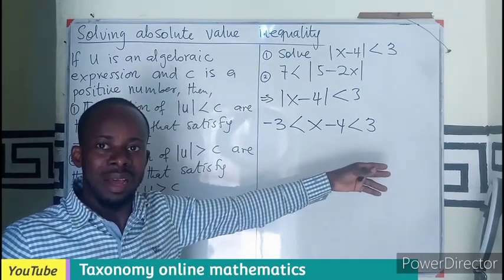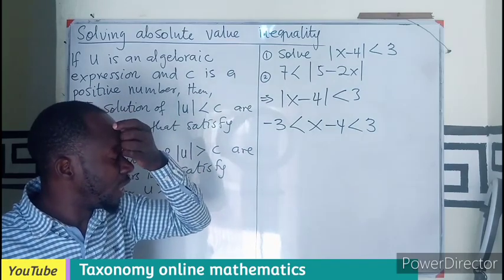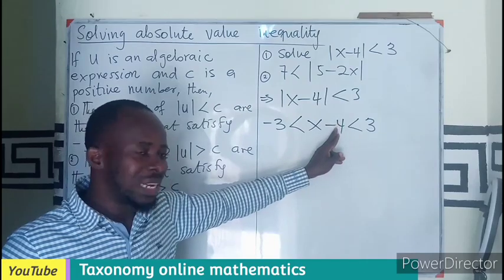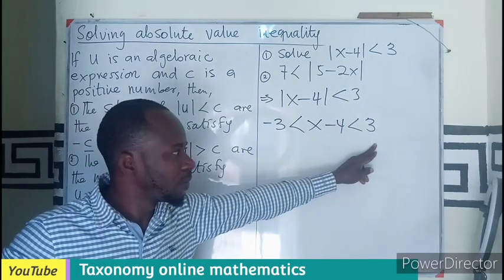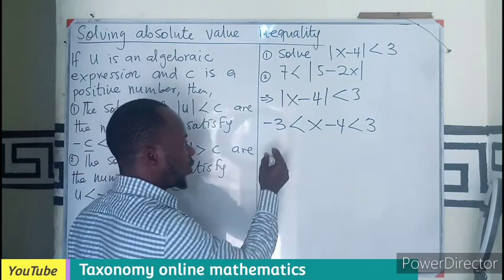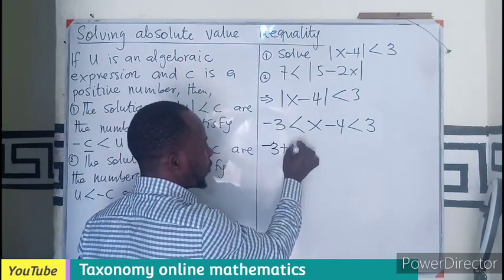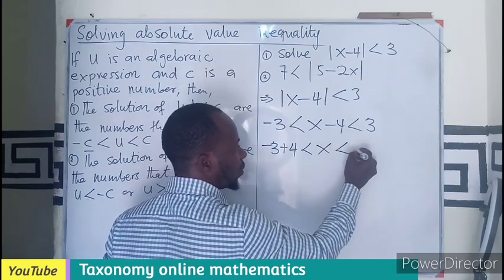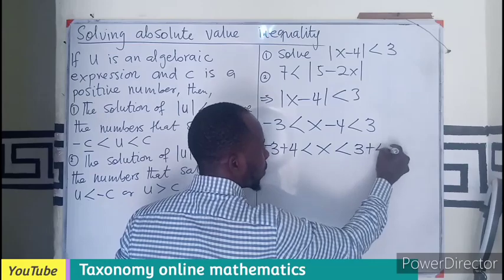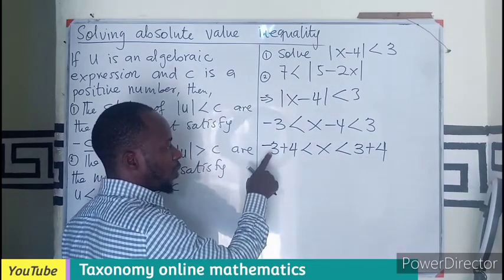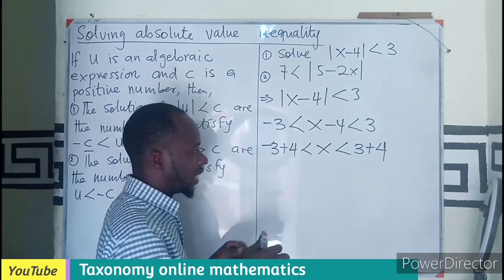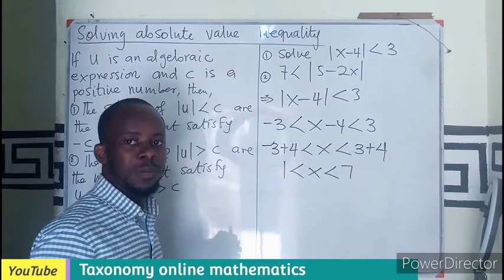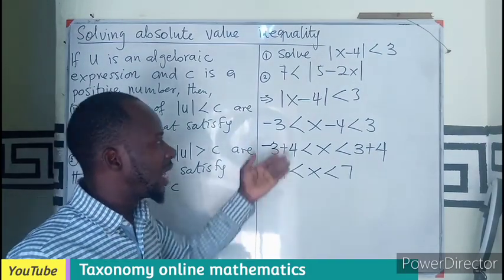But it can be solved further because this is a compound inequality. We need to have only x in the middle. So we can add 4 to the 3 sides. 1, 2, 3. So here is going to be minus 3 plus 4 less than x minus 4 plus 4, which will be 0. So I have this to be 3 plus 4. And I believe minus 3 plus 4 is just like 4 minus 3. So you have 1 less than x less than what? 7. So these are the values of x that satisfy this solution.